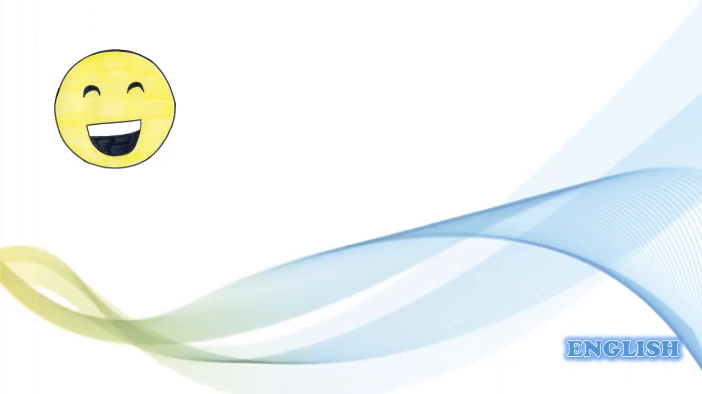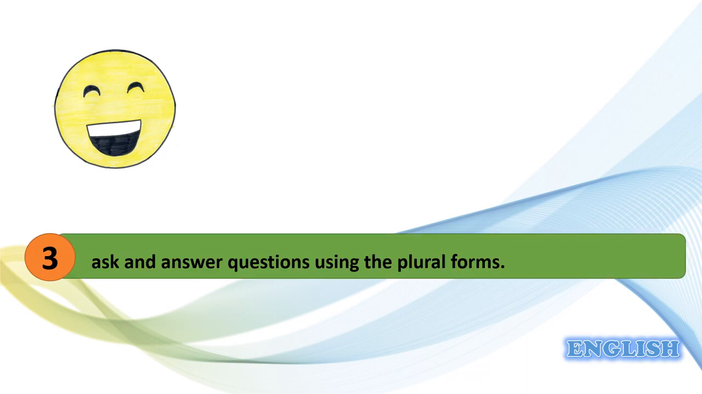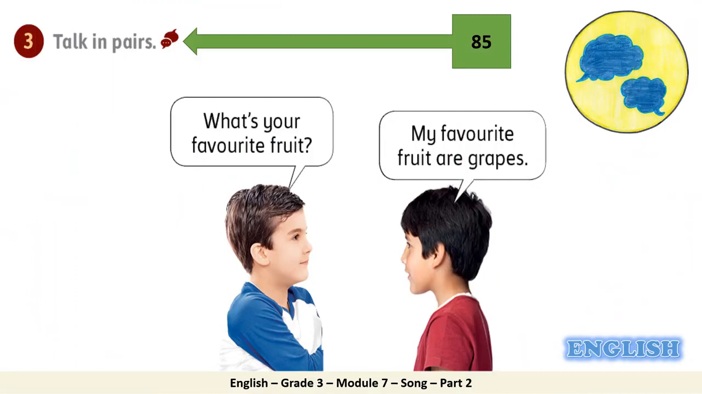Finally, we reached our third objective. We have to ask and answer questions using the plural forms. I am sure my brilliant students are ready. Let's go. Now we will talk in pairs. Open your student's book, please, to page 85. Have a look at activity 3. Listen to the example and then follow.